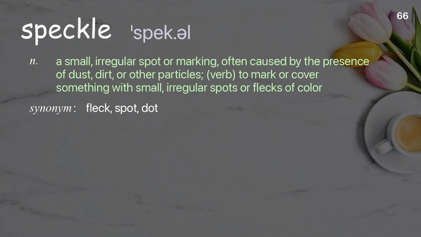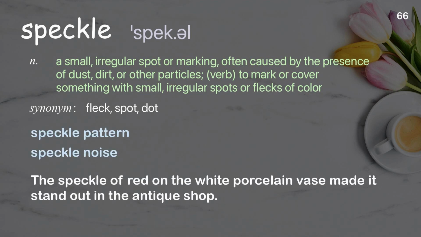Speckle. A small, irregular spot or marking, often caused by the presence of dust, dirt, or other particles. Verb, to mark or cover something with small, irregular spots or flecks of color. Examples: Speckle pattern. Speckle noise. The speckle of red on the white porcelain vase made it stand out in the antique shop.